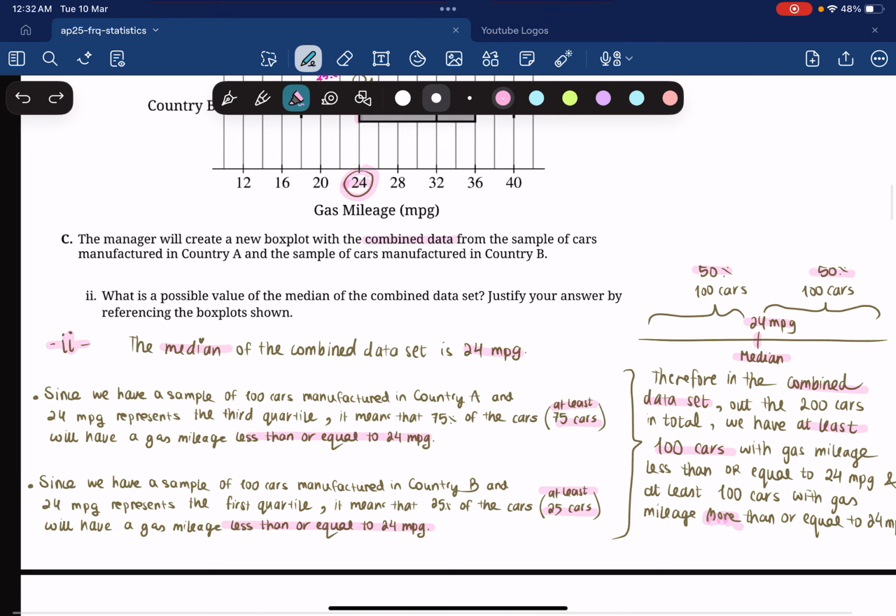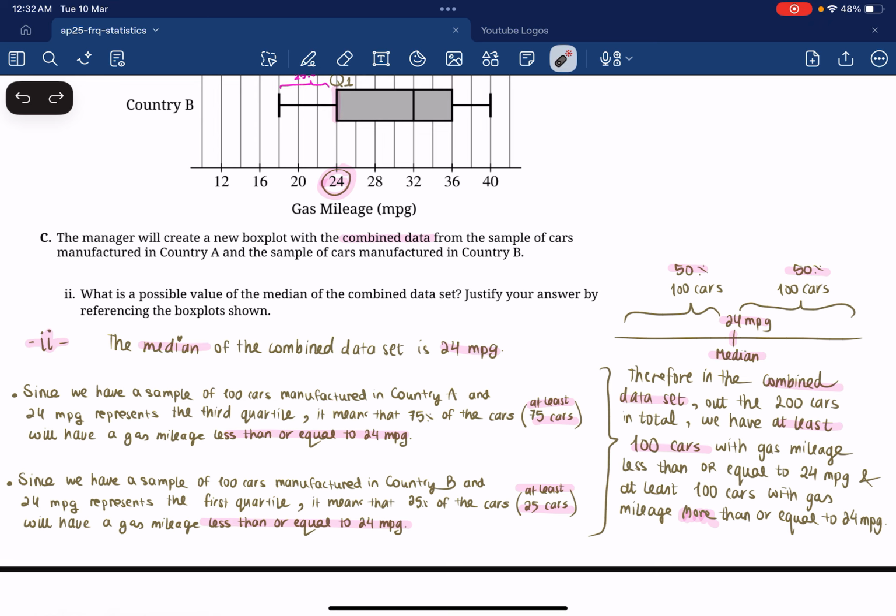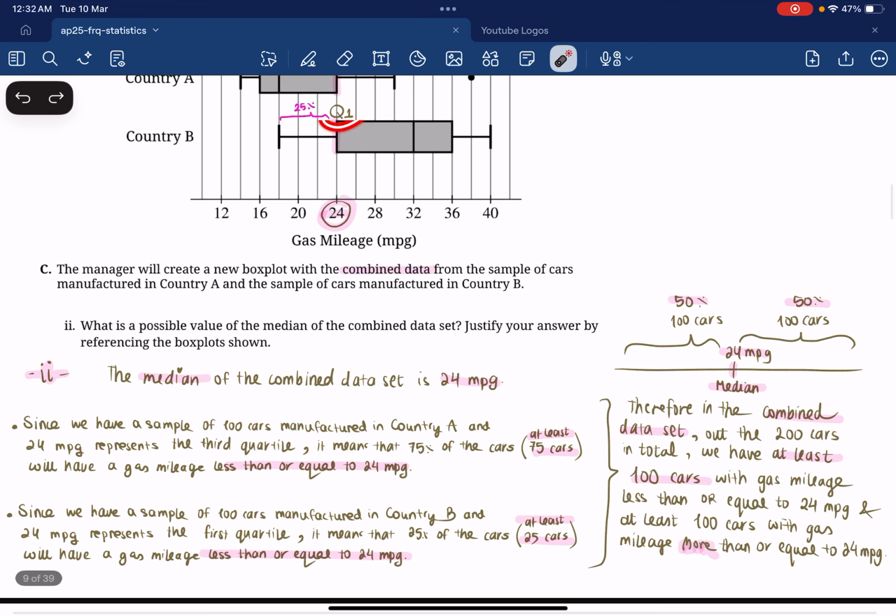Over here we say, since we have a sample of 100 cars in country A and 24 miles per gallon represents the third quartile, it means 75% of the cars, or at least 75 cars, will have gas mileage less than 24 miles per gallon. Since we have a sample of 100 cars manufactured in country B and 24 miles per gallon represents the first quartile, it means that 25% of the cars, so at least 25 cars out of the 100, will have a gas mileage of less than 24.